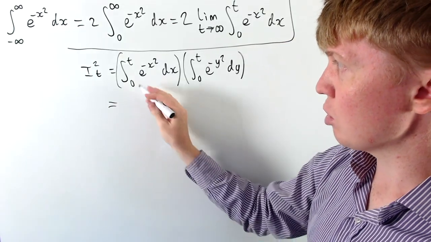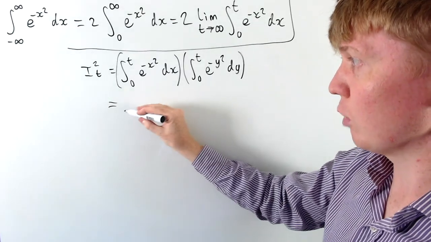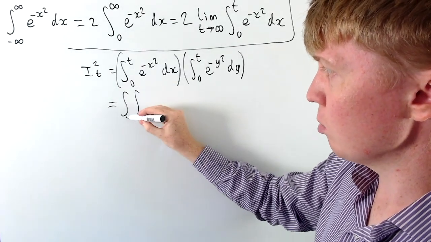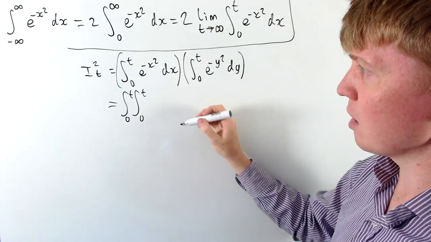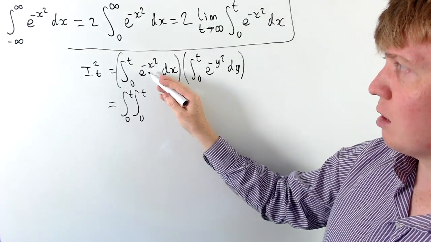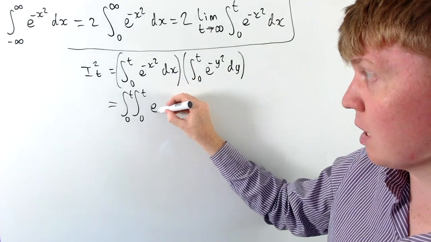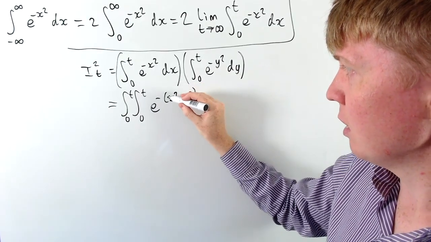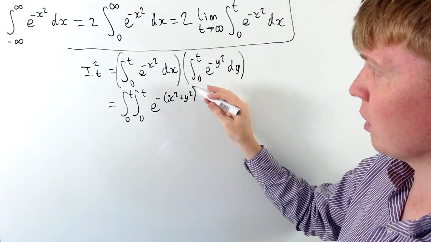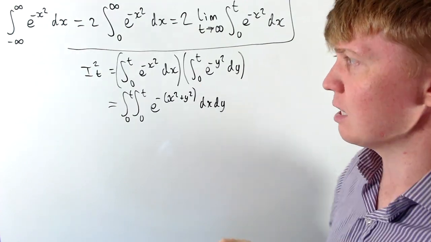Then you can see how this turns the integral now into a double integral, because we've squared this. We've got 2 different variables. So we can rewrite this now as the integral where both x and y are going between 0 and t, and we've got e to the negative x squared times e to the negative y squared, which we'll write as e to the negative (x squared plus y squared) in brackets, and this is being integrated with respect to x and y, so we've got our dx and dy.